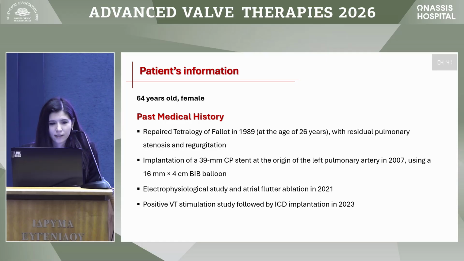So the next case is a 26 year old female patient who had a history of repaired tetralogy of Fallot at the age of 26 years with residual pulmonary stenosis and regurgitation. She also had implantation of a 39 CP stent at the origin of the left pulmonary artery in 2007 using a 16 millimeter balloon. She also has a history of flutter ablation in 2021 and an ICD implantation in 2023 after positive VT stim.